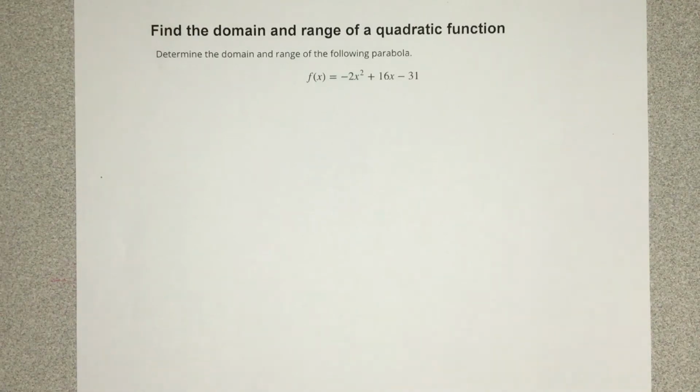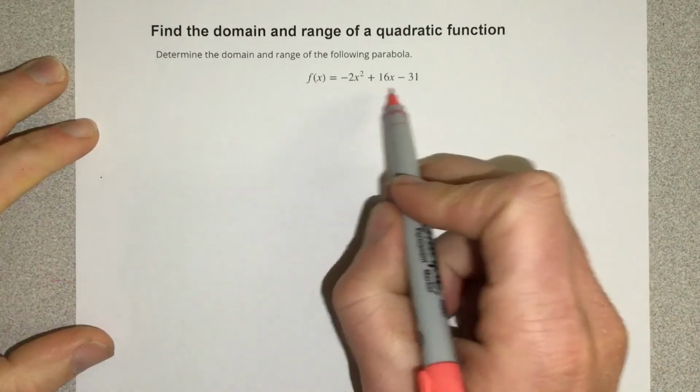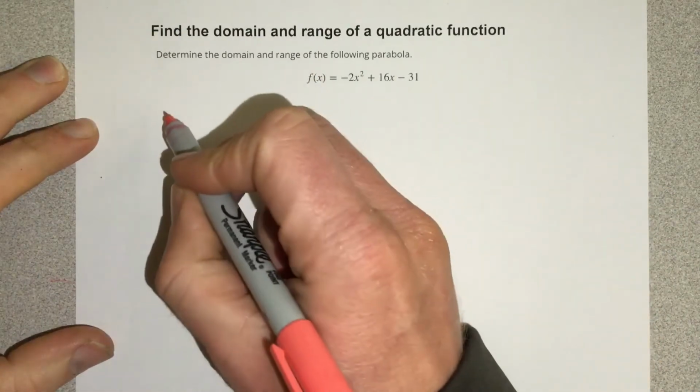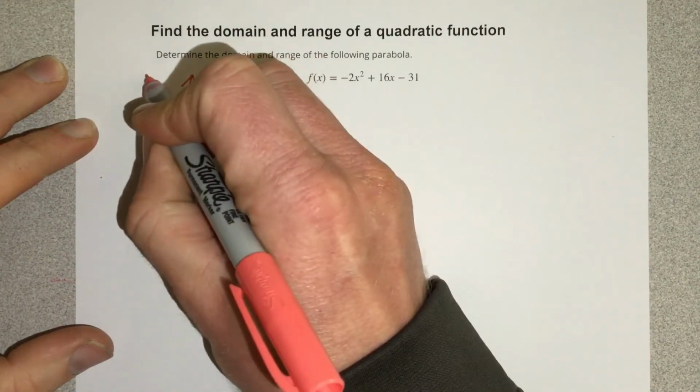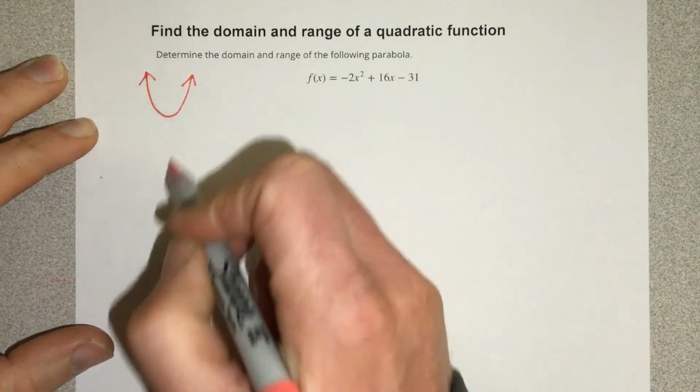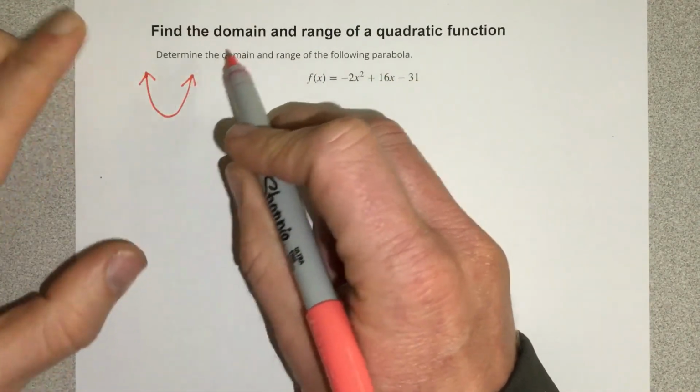In this problem, we're going to find the domain and range of a quadratic function. First thing we need to look at is the graph of a typical quadratic. So if they open upwards, you have arrows pointed upwards and moving to the side.